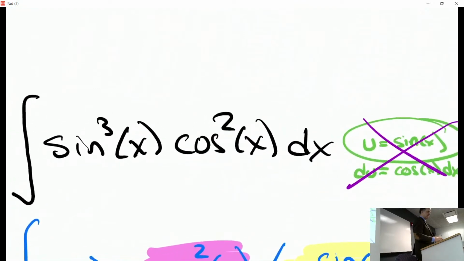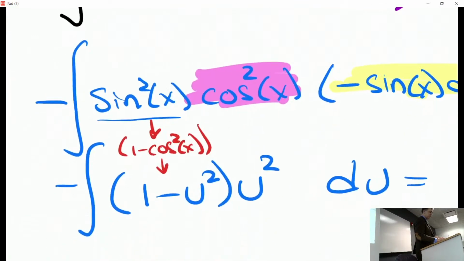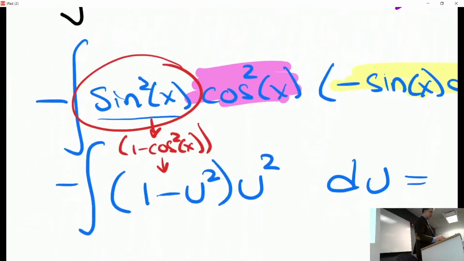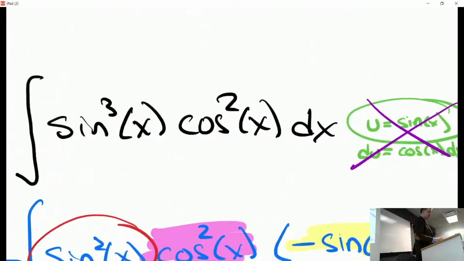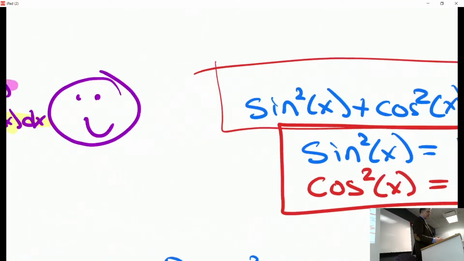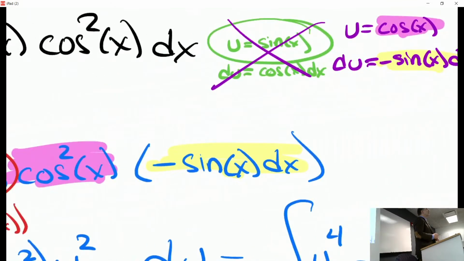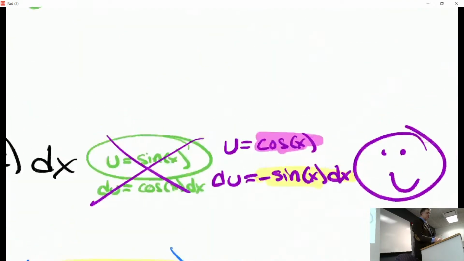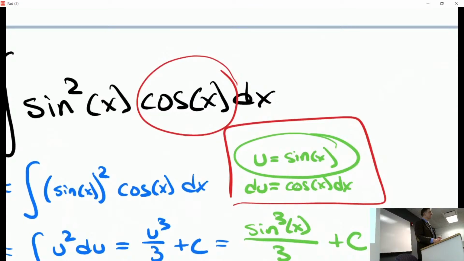You had to do a little bit of work with this sine squared that you had left over, but it's not bad work. You just have to apply this thing over here. So you're going to be okay if you have an odd number of sines or an odd number of cosines or both. If you have an odd number of both sines and cosines, you can go either way. Either do it this way with that substitution or this way with this substitution.